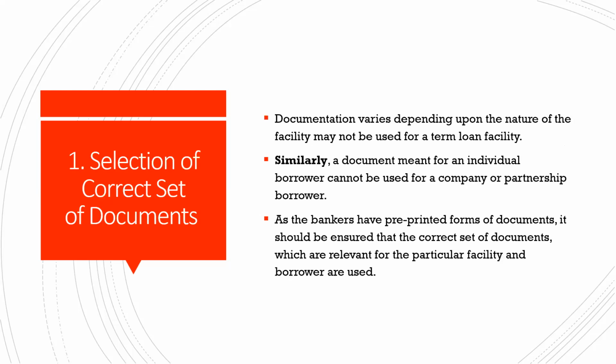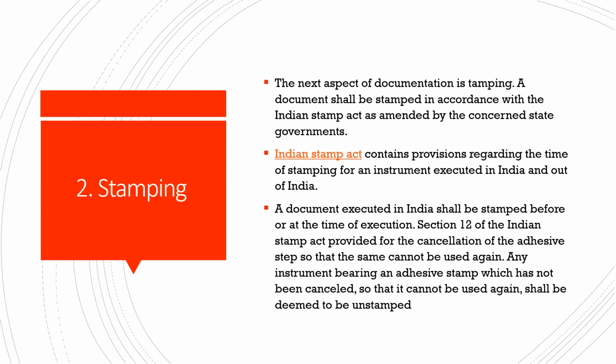So the first step starts from the selection of the correct set of documents. Documents should be in the correct set, like documents meant for individual borrowers cannot be used for a company or partnership borrower. Documentation varies depending upon the nature of the facility, and may not be used for a term loan facility. As the banker has pre-printed forms of documents, it should be ensured that the correct set of documents is used and that they are relevant.